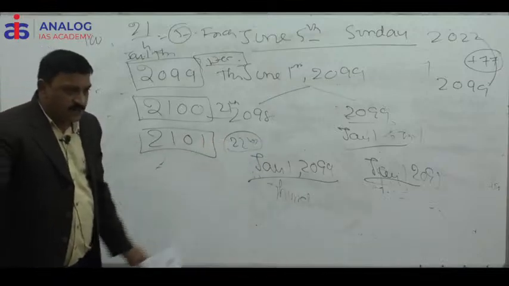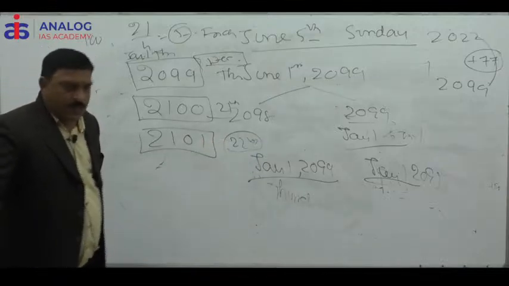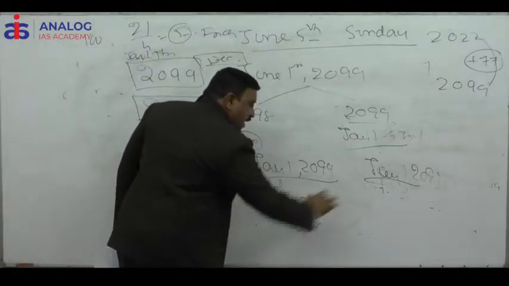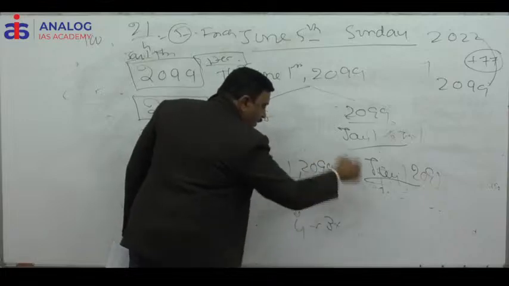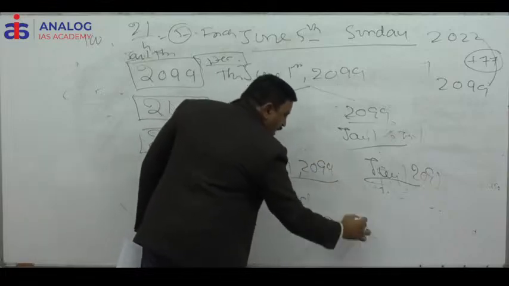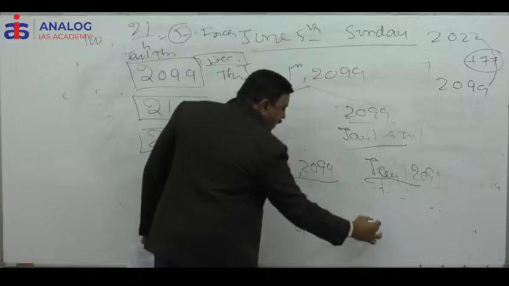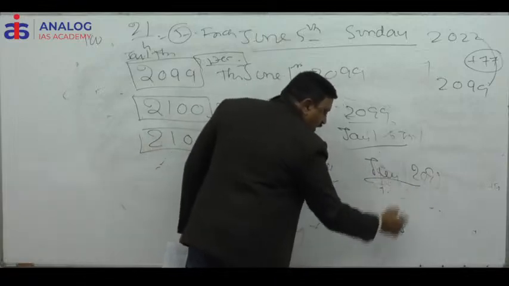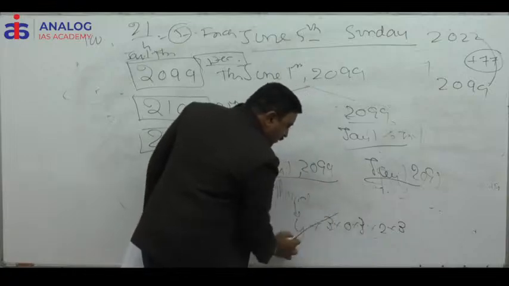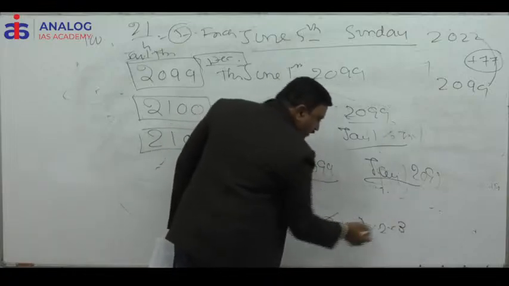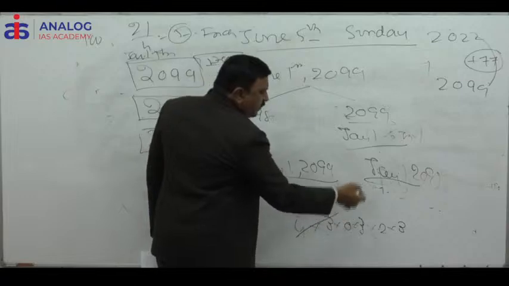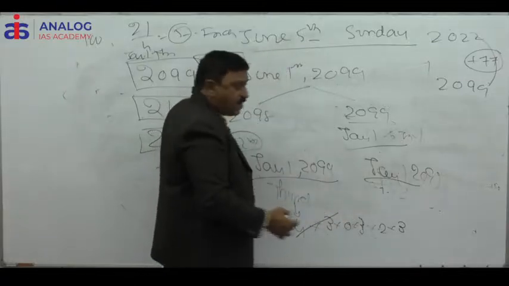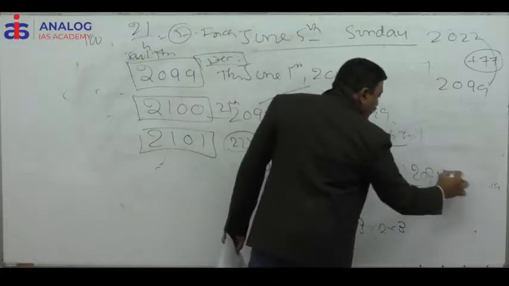From January 1st to June 1st, January to June, Thursday is 4. So from here, Jan 3 days, Feb 0, March 3, April 2, May 3, June no need. So 4 plus 3 cancel, 3 plus 2 plus 3 is 8, that is 1, that is Monday. January 1st is on Monday, June 1st is on Monday.